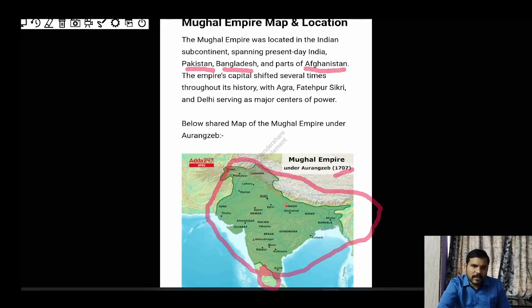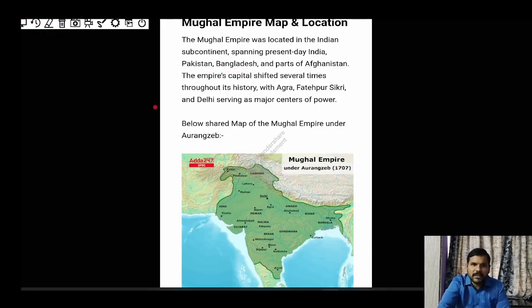So at that time, the Indian subcontinent is not the map of current India. At that time, even Pakistan, Afghanistan, etc., this part was also part of India. And the Mughal Empire, when it first started, was in this part. We will see that in the next slide.